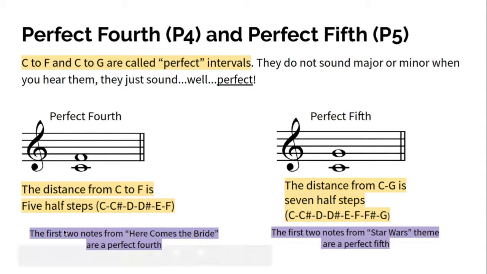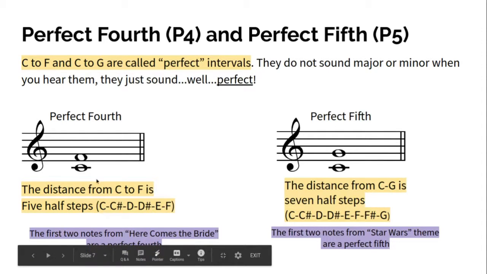The distance from C to F, 5 half steps. So as you can see, we're getting further and further away from our note C. So C, D, E, and F, and all the notes in between. And an example for a perfect fourth would be Here Comes the Bride.